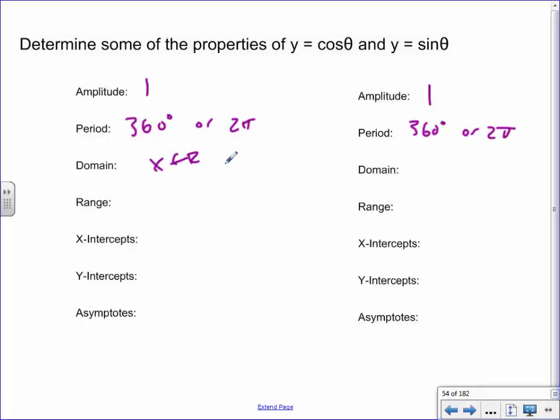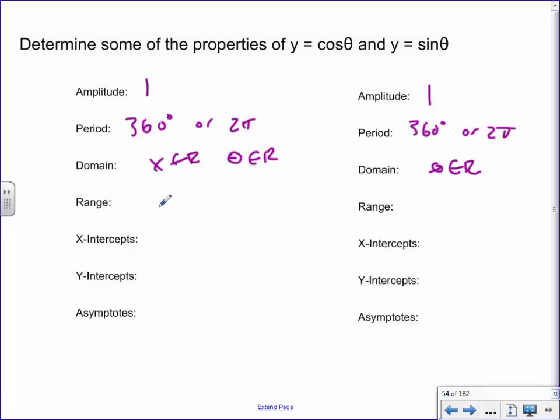Only rather than writing x is an element of the reals, you might see it written as theta is an element of the reals, just because really theta is x, like the angle is your x value. So there are no non-permissible values for x or theta, but there is for the range.